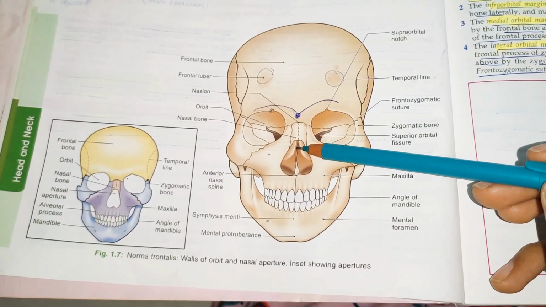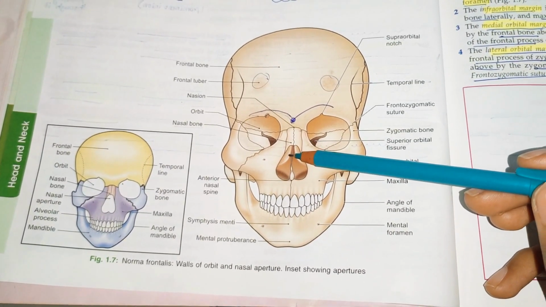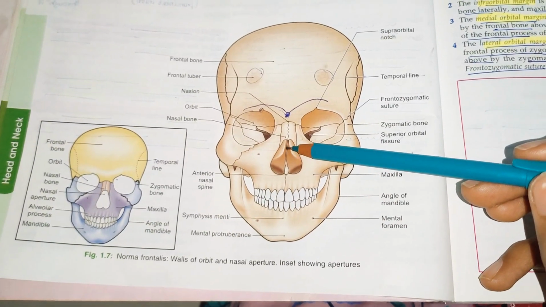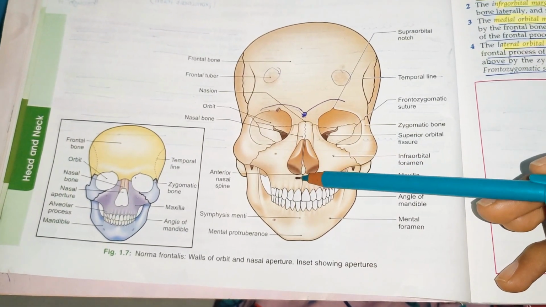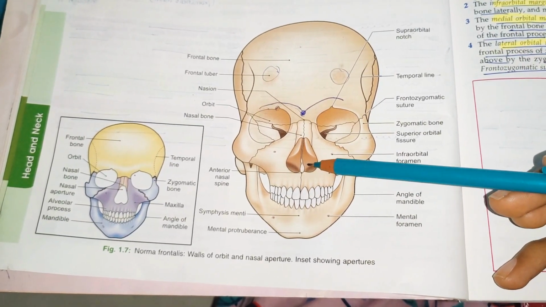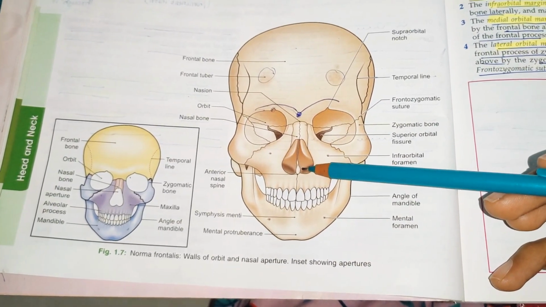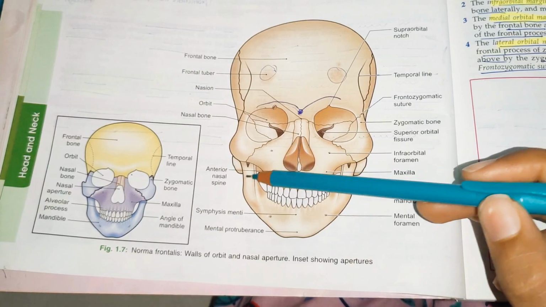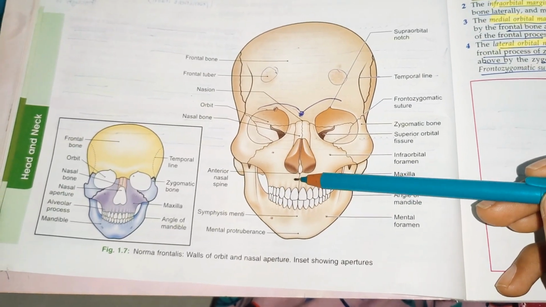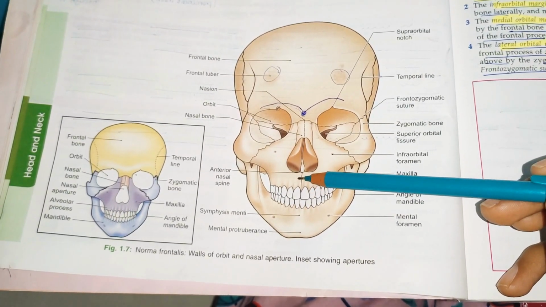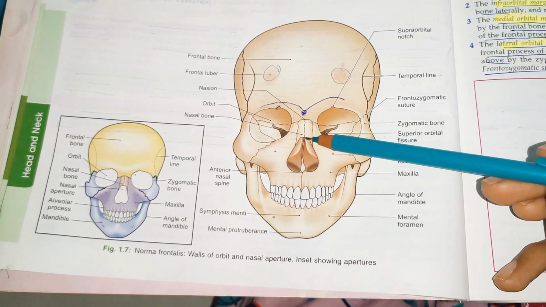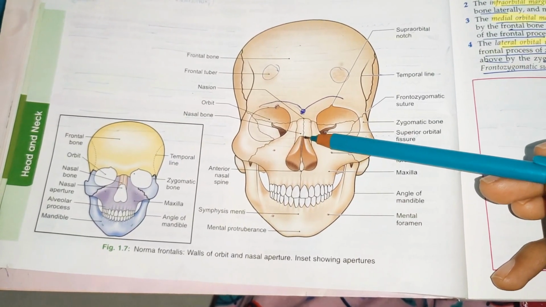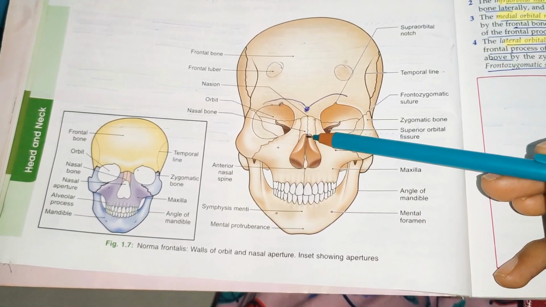Superiorly it has the frontal bone at the frontonasal suture, and inferiorly the upper nasal cartilage is attached to it. This is called the anterior nasal spine. The anterior nasal spine is a sharp projection in the median plane in the lower boundary of the piriform aperture. Next, coming to rhinion. This is rhinion. Rhinion is the lowermost point of the internasal suture.